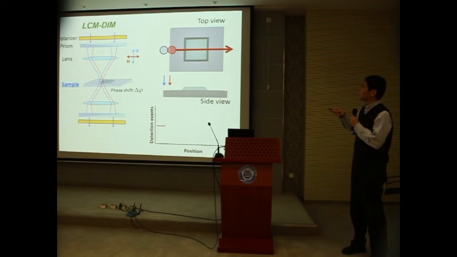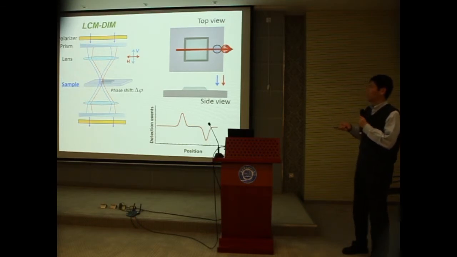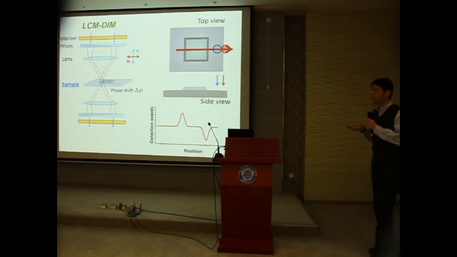And when you scan these two spots on the sample with this kind of structure, what happens is that at the edge or step of this sample, you will see the path length difference between this spot and this spot. Therefore, you have the change in detection events here. And the opposite happens on this side. So you can have this sort of signals by making an image using this data. This is the working principle.